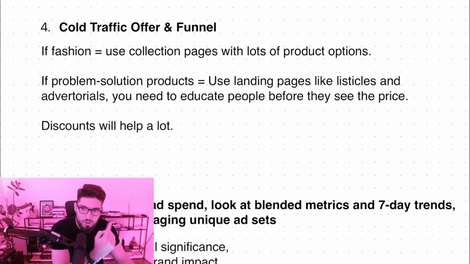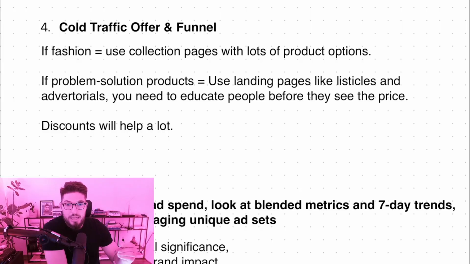And then if you have a problem solution product, like a serum or something cosmetics, a supplement, whatever, you want to use landing pages like listicles, advertorials. You pretty much need to educate people before they see the price. That's it. If you are selling an anti-aging product and you send them straight to the product page, it's not gonna scale, in my opinion.